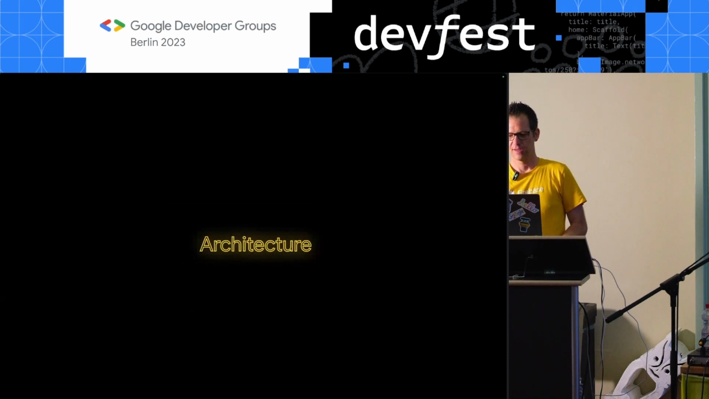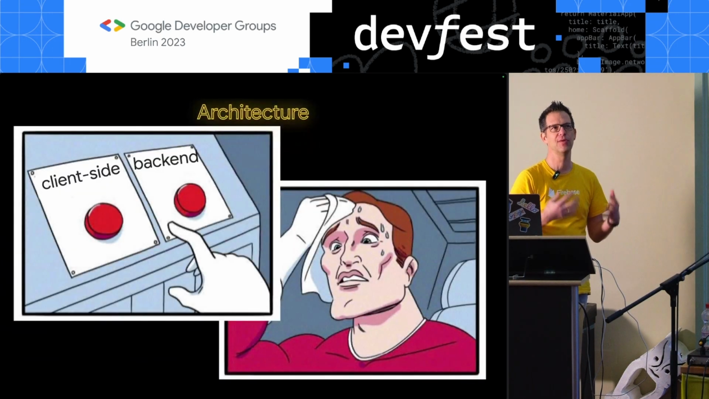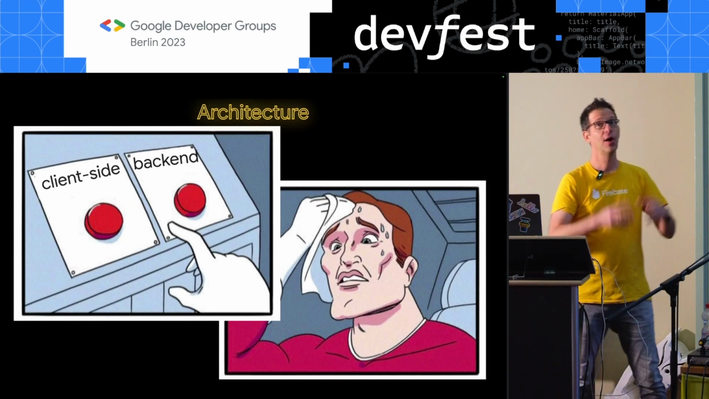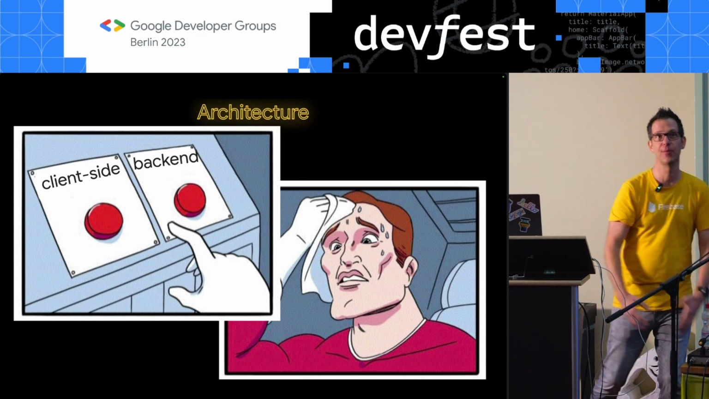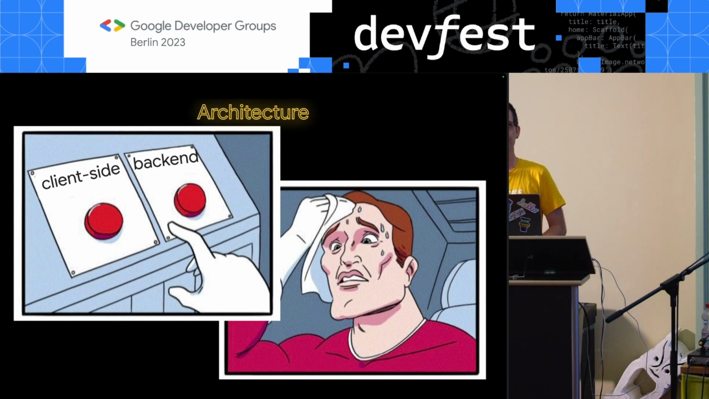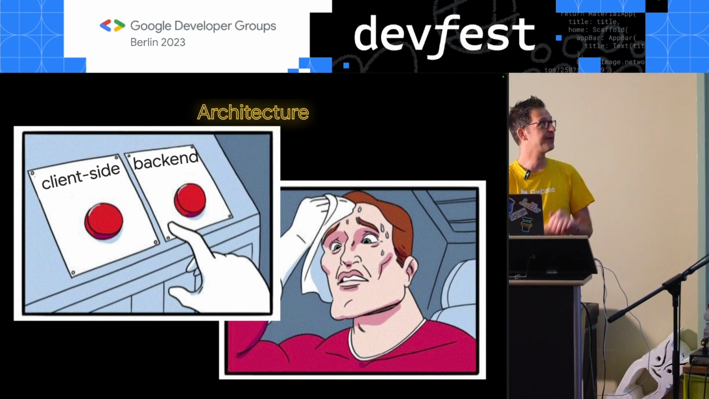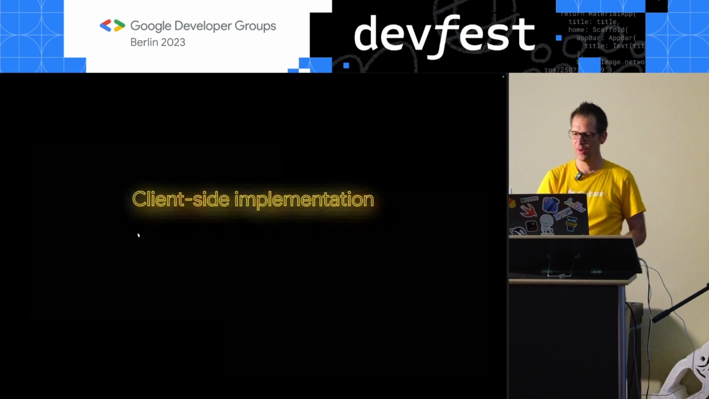So, architecture. The first thing that you face when you think about building an application is, where should I put the business logic? Should I put it on the client or should I put it on the server? I don't know about you, but I feel like this poor guy a lot of times.